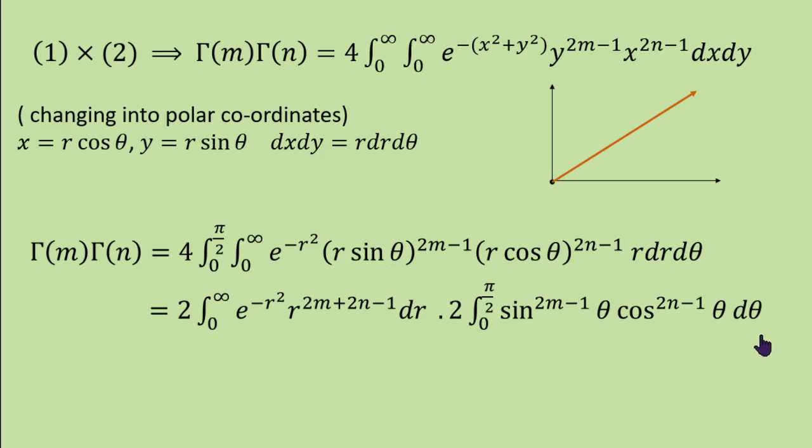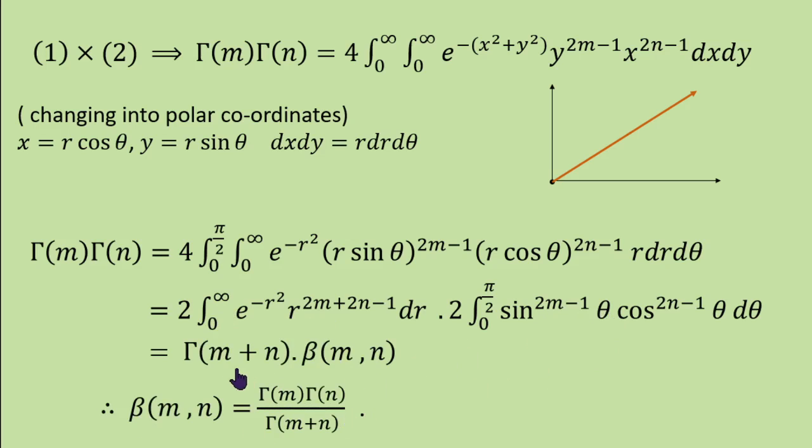theta d theta. Now this is nothing but, by equation 3, gamma m plus n, and this is beta mn, and hence this is equation 3 into equation 4, and hence beta mn is gamma m into gamma n by gamma m plus n. So this is the required result. Relation between beta mn and gamma functions, beta function and gamma functions.